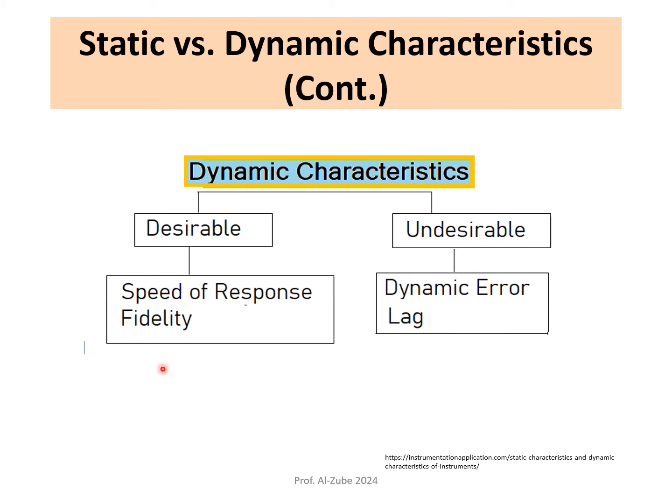Now, the undesirable characteristics are dynamic error and lag. We talked about the dynamic error, and that's an error that exists because of the device itself, just similar to the static error, but now it's dynamic and it depends on the frequencies of the quantity that we are measuring. Now, lag is the period of time between one event and another, and that's another thing that is undesirable as a dynamic characteristic for the device. Let me show you a quick example here.